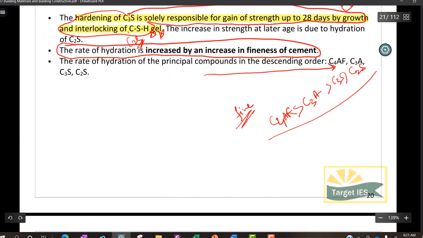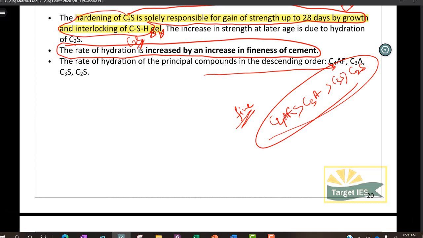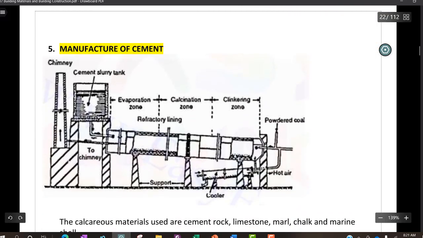This is rate of reaction. This is rate at which your Bogue's compounds will be reacting to water. C4AF greater than C3A greater than C3S and greater than C2S. Done? याद रखोगे? Next is manufacturing of cement.